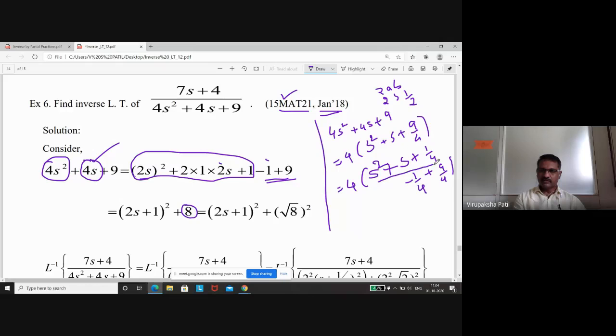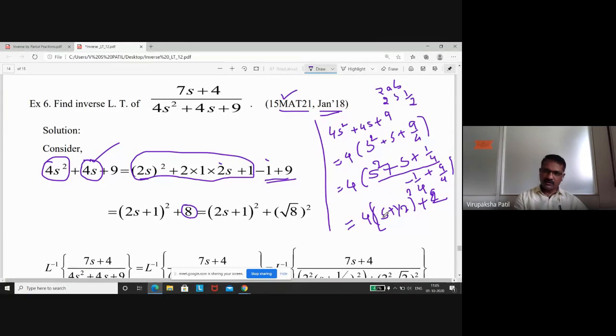Now, considering only these three terms, what you will get can be written as, I'll write here, 4 times s plus 1 by 2 whole square. Am I right? Then taking 4 as the LCM, it becomes minus 1 plus 9, that is 8 divided by 4, you will get plus 8 divided by 4, that becomes plus 2.